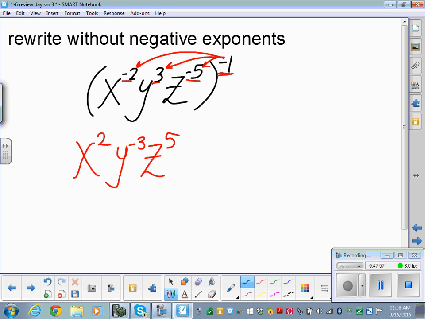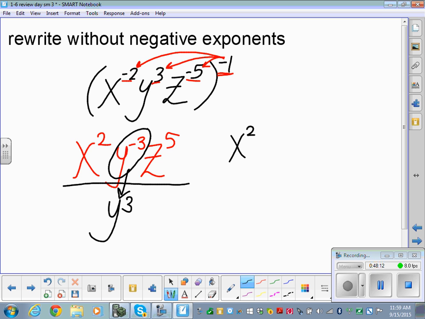Then we have to look at it. Okay, well, x, y, z, those are not the same bases, so we can't combine those any further. But we do know we have to fix anything with a negative exponent. So it looks like the only thing with a negative exponent is our y. So when we flip it over a fraction, it makes it a positive exponent. So on top, we have x squared, and we have z to the +5. And now on bottom, we have y to the +3 because we fixed our negative exponent.